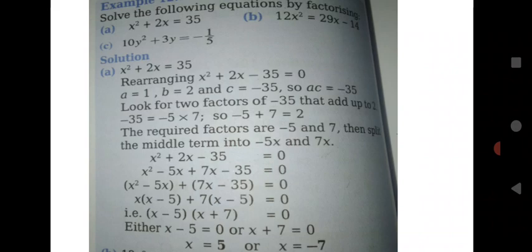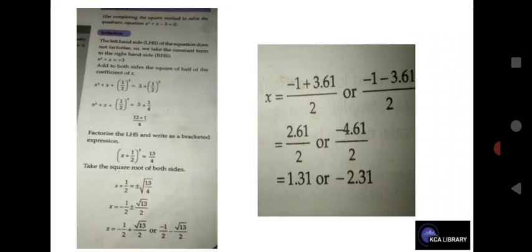So you now try to bring out the factors. Now x into x minus 5 plus 7 into x minus 5. You can see that the ones in brackets are similar. So you take the one outside, x plus 7, and take one of the brackets, which is x minus 5, equal to 0. Don't forget, either of them can be equal to 0. So when you solve, you have x equals 5 or x equals minus 7. You can see that it is very easy to solve.